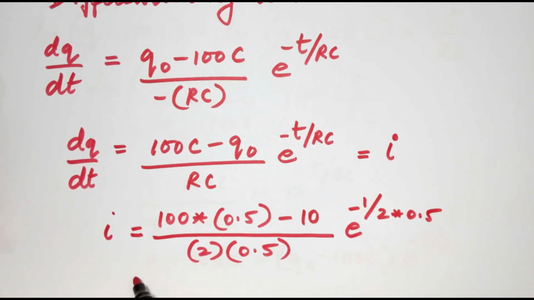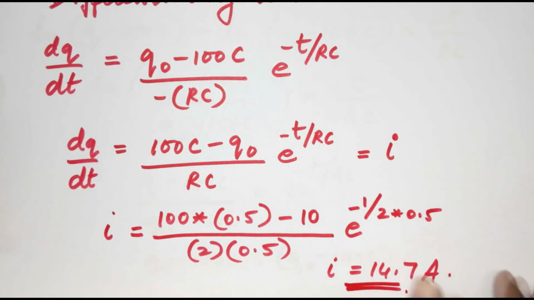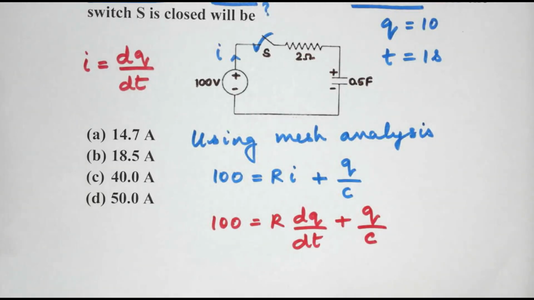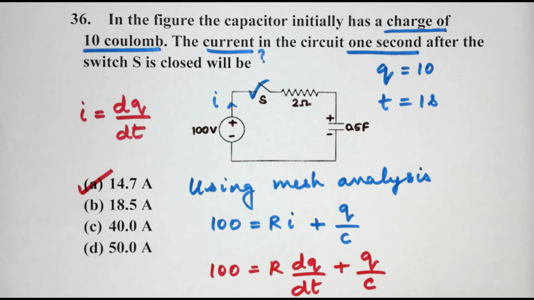So here the final answer of I is 14.7 amps. You can solve it and check, you should get the value of 14.7 amps, and that matches option A. So for this question, the final answer is A, 14.7 amps. I hope it has helped.